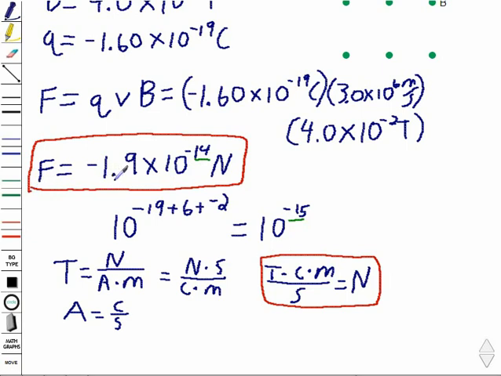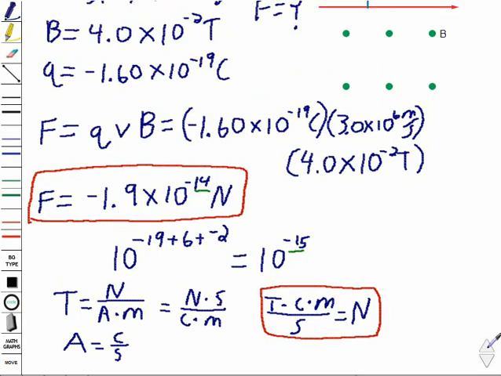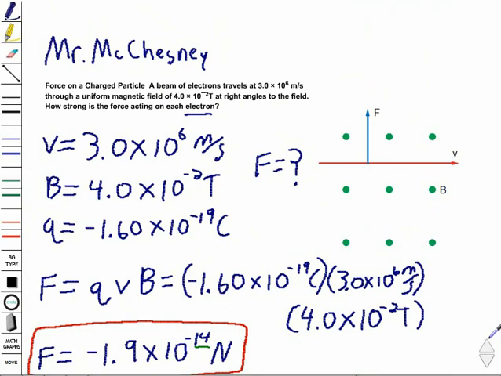Our exponents check out. So negative 1.9 times 10 to the negative 14th newtons. It's negative because we've got a negative charge. And you remember from the right-hand rule, our fingers were coming out of the page. Our thumb points to the right. Our palm was down. The force should have been down if it was a positive particle, but it flips to the top.